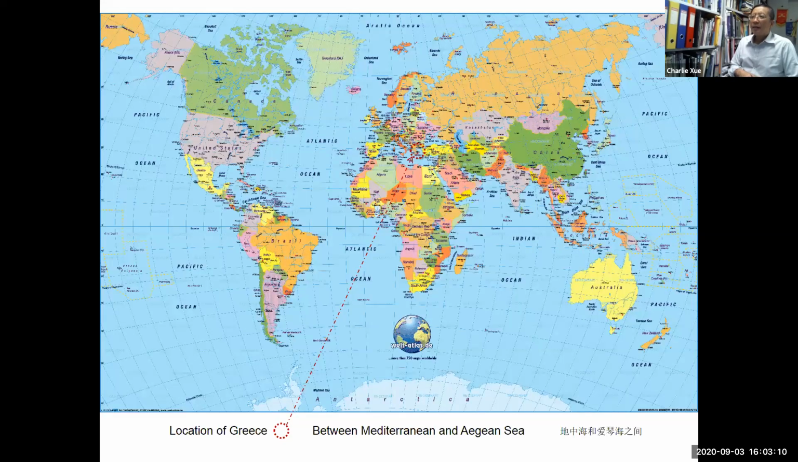We first see where it is, the location. This is today's world map. It has different colors, meaning different countries. But in the ancient time, there was no boundary between countries. If you can travel, you travel. But some people will stay in some areas, then they will have their own language. That language is important. Greek people speak Greek. Roman people speak Roman.